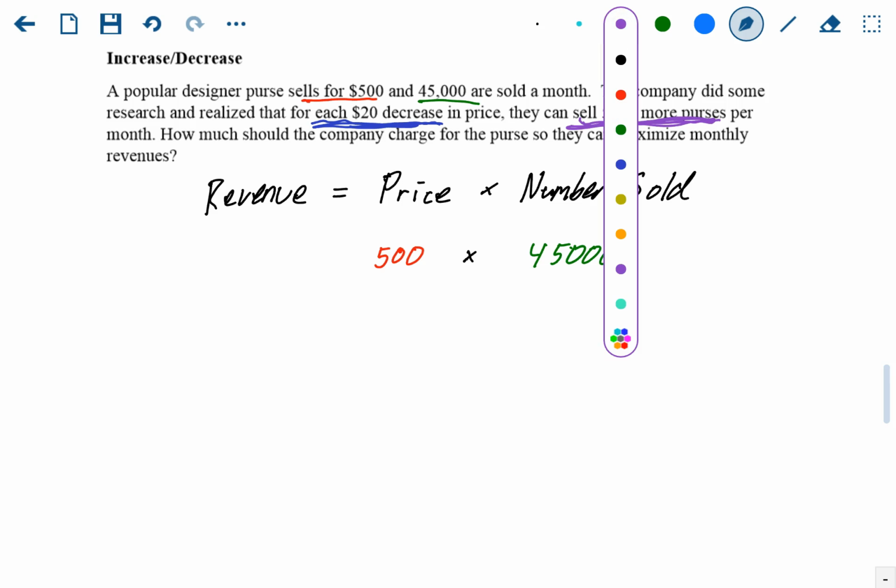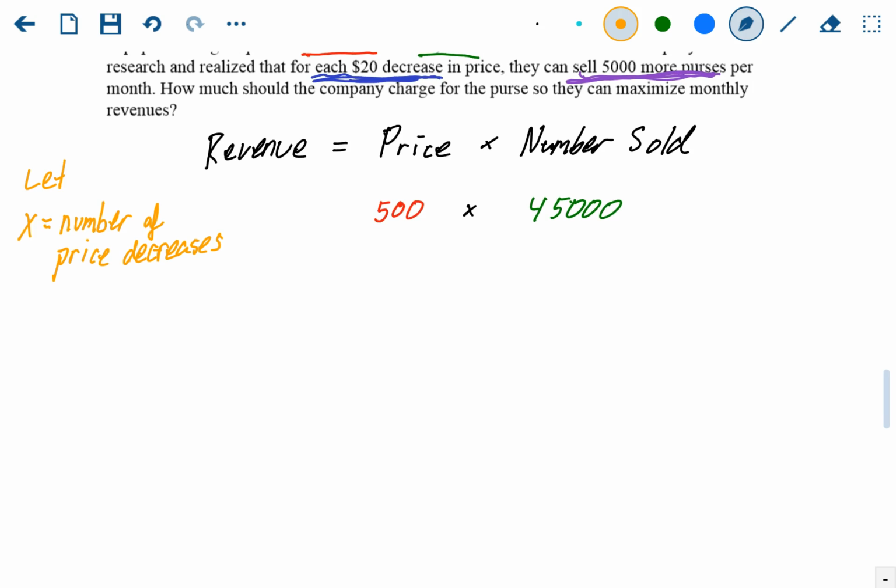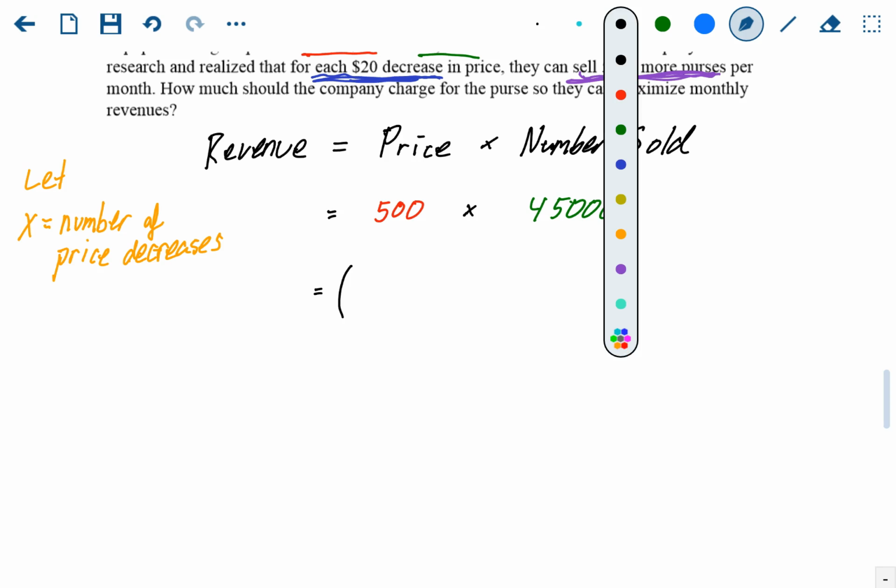So what's our variable? Our variable, we're just going to call it x. The variable is the part that changes. The part that's changing is the increase and the decrease. So we're going to let x equal the number of decreases in price. Okay, so the number of price decreases. That's what x is. So each time you decrease it, the price changes and the number sold changes. So we have to reflect those changes in our equation.